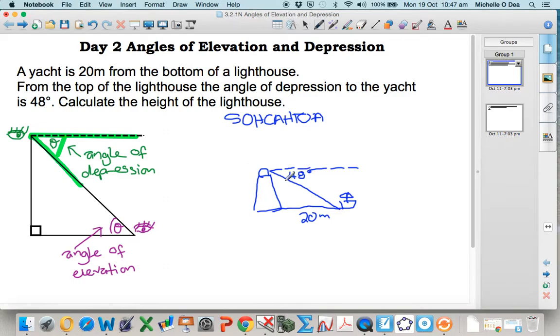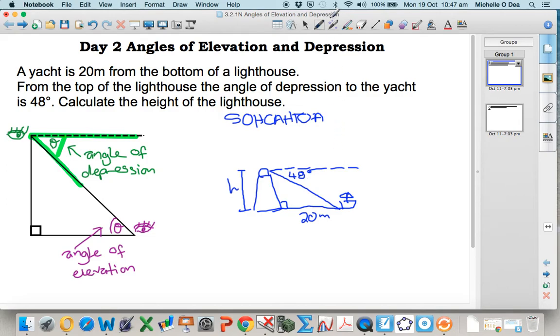Calculate the height of the lighthouse. So we're assuming our lighthouse is vertical. Let's call it H for lighthouse. So there's our right angle triangle. There's a side we need to find. There's a side we know.